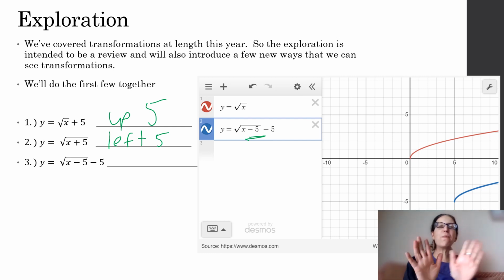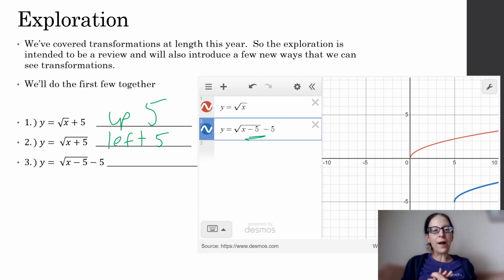Okay, so I'm going to pause there because if you wrote that down wrong, you probably need a moment to fix it, because I just go typing. Okay, so outside made it go up 5, inside made it go left 5.